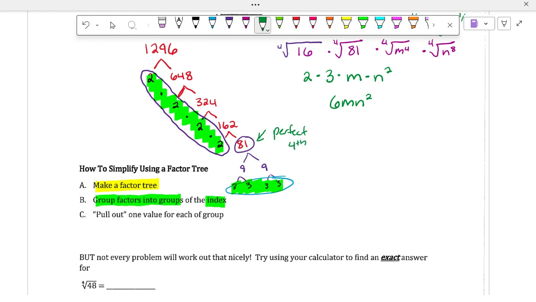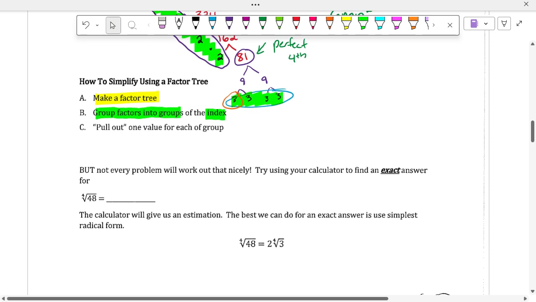So I could have stopped there. And then you just pull out one from each group. So in other words, this actually tells you when you take the fourth root what you would get. So you would get 2 and 3 as part of your perfect fourths.